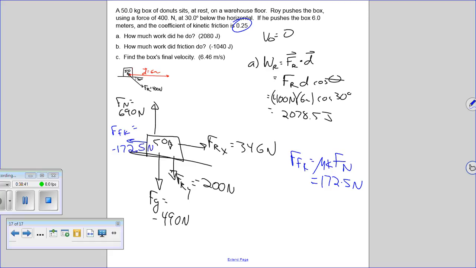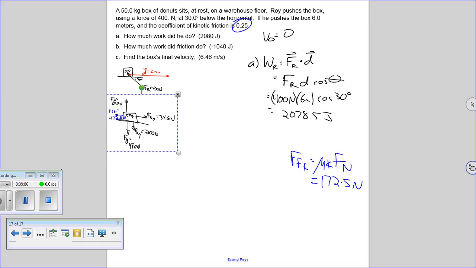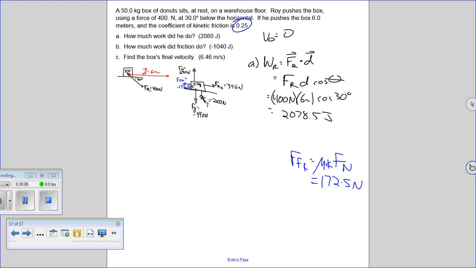All right. So now I can find the work done by friction. So my force of friction is negative 172.5. My displacement is 6 meters. They're anti-parallel, right? The negative takes care of the anti, right? So we can do part B really easily. Let me shrink my drawing a little bit here. All right, we are almost done.